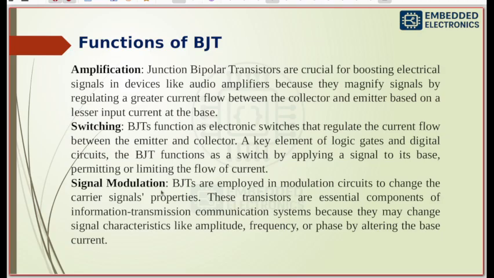Next we can use it in signal modulation. BJTs are employed in modulation circuits to change the carrier signal properties. These transistors are essential components in information transmission communication systems, because they may change signal characteristics like amplitude, frequency or phase by altering the base current. So this is about the functions of BJT.